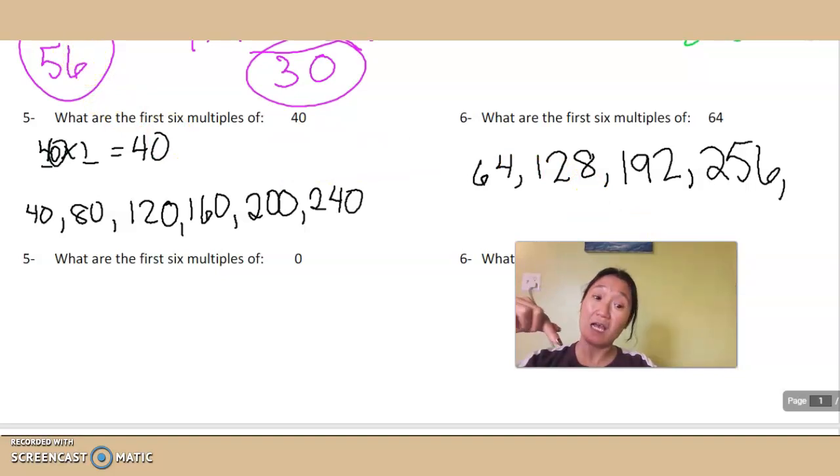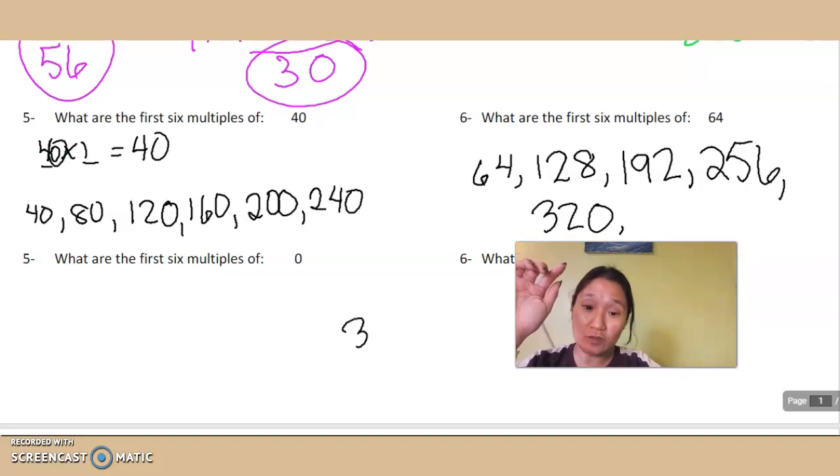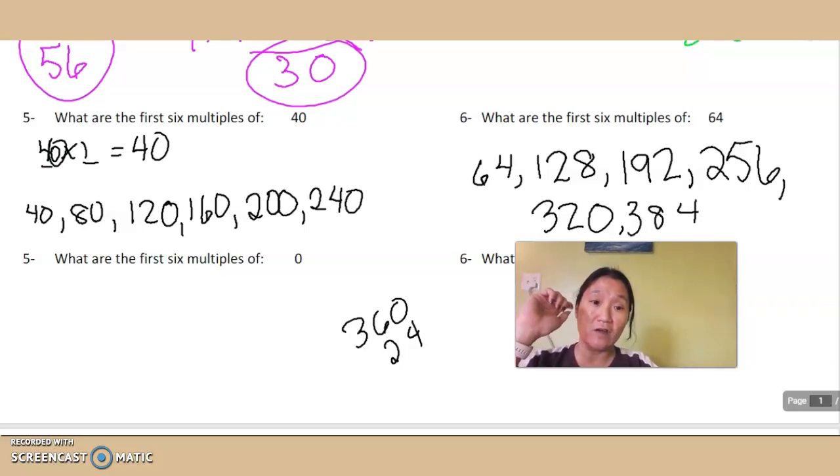64 times 5, which would be 64 plus 64 plus 64 plus 64 plus 64, 5 times, which would then give you the answer of 320. Okay, and then 64 times 6, well, 6 times 60 is 360. So 360 plus the 24, because 6 times 4 is 24, gives 384. So there you go.